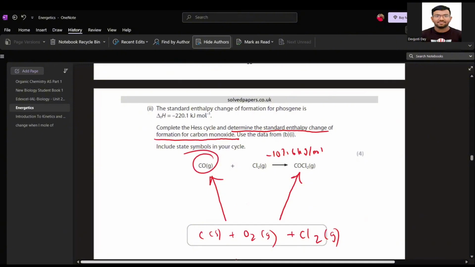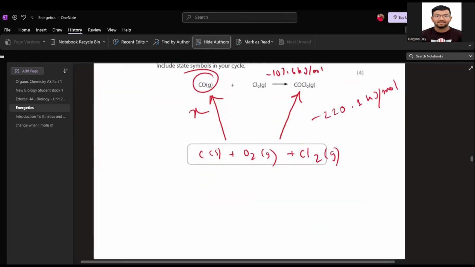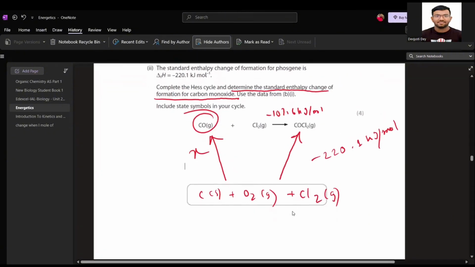Okay, so this value is provided. The enthalpy change of formation for phosgene is provided. How much is it? Negative 220.1 kilojoule per mole. So you're supposed to find x, this value right here, isn't it? Okay, it's pretty simple. Again, use the vector rule. So if you want to find this, we can go like this. Okay, so let's try.